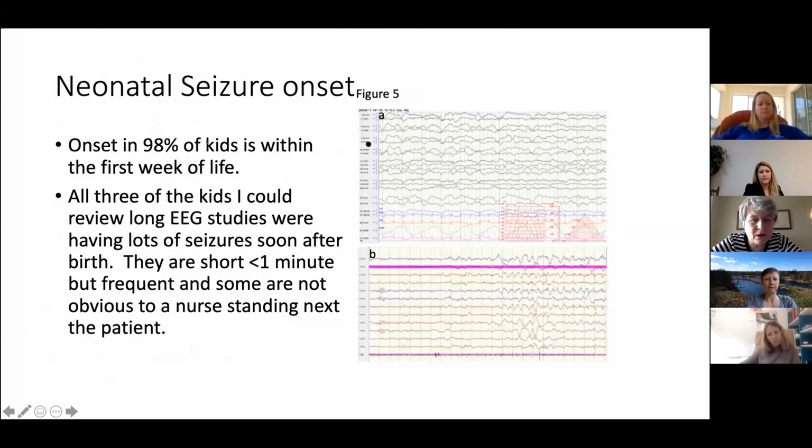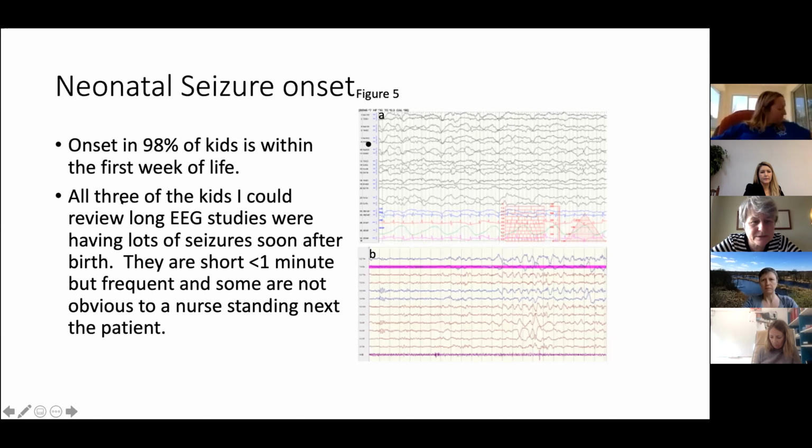98% of the kids had neonatal seizures within the first week of life. One child was reported to have seizures starting in the first year of life. So it does seem to be a neonatal onset seizure phenotype.